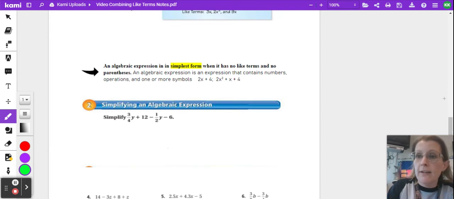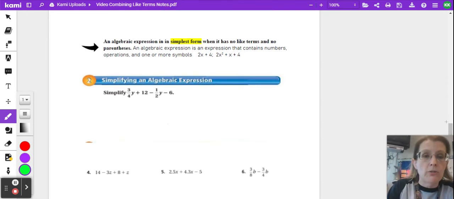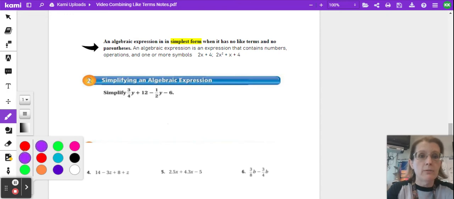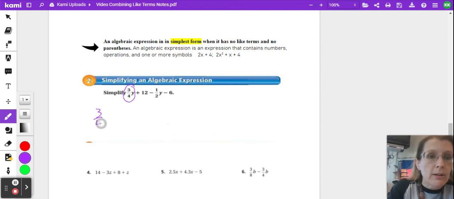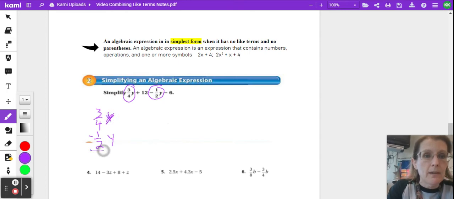So our next example, we have some fractions. We do fractions the exact same way. We just have to use our fraction skills. So I look at my variables. I have 3/4 y. And then minus 1/2 y. Sorry, that looks like an x, that's a y.